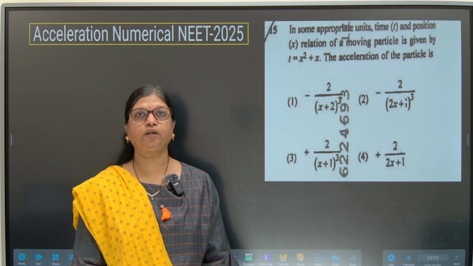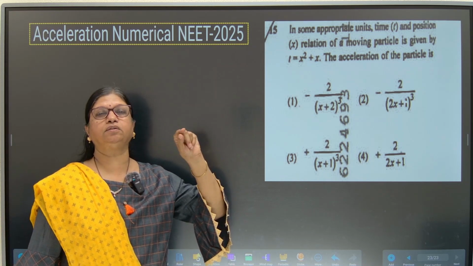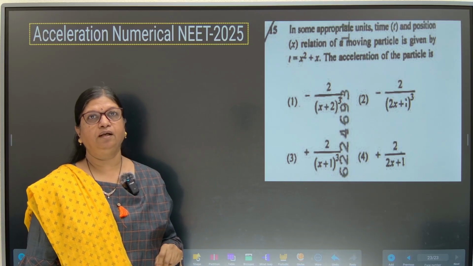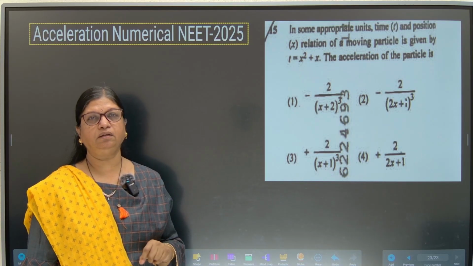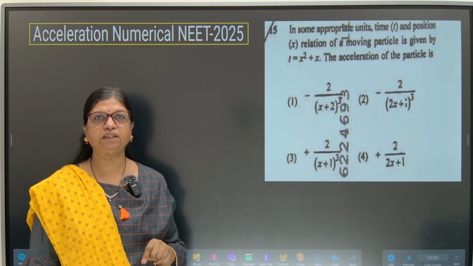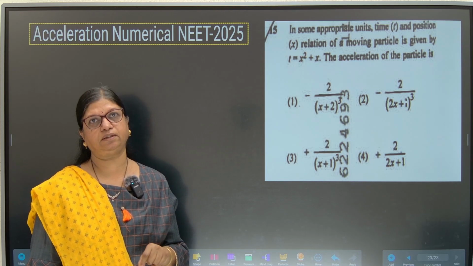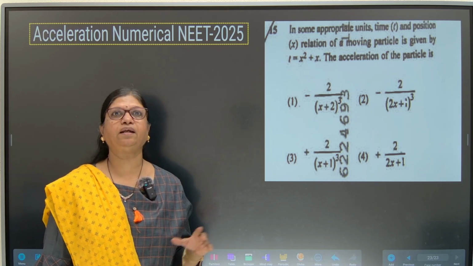Let us solve a question asked in NEET 2025 based on acceleration. Here in this question, there is no specification given whether the question is asking average acceleration or instantaneous acceleration. Let us read the question and understand.